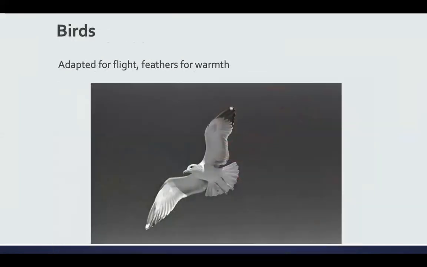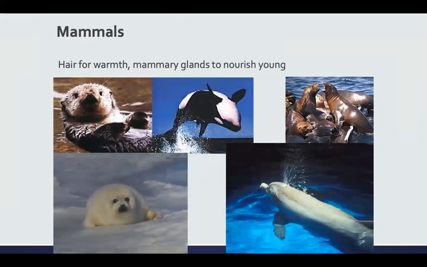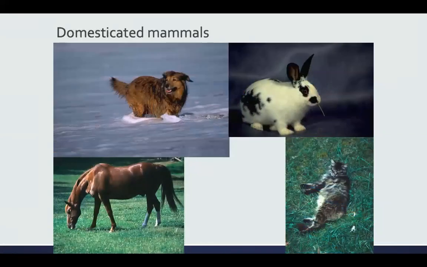Birds are adapted for flight. They have feathers for warmth. Mammals have hair for warmth and mammary glands to nourish their young. So mammals will give birth to their young without eggs, so live birth from the uterus, and they will all have a mammary gland to nourish their young.